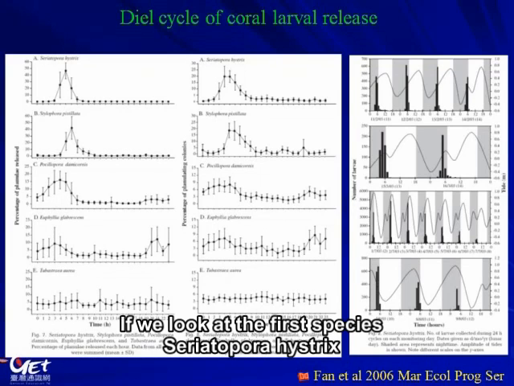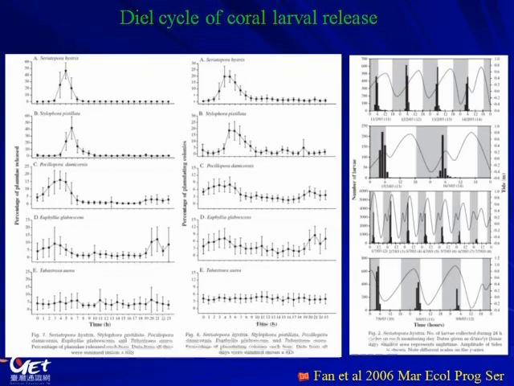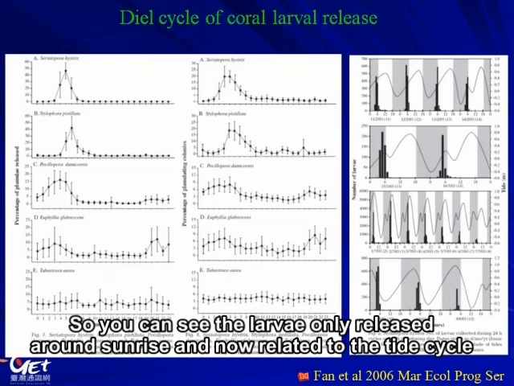If we look at the first species, Seriatopora hystrix, the right side shows the larva release timing and its relationship to the tidal cycle and the photoperiod. You can see the larvae are only released around sunrise and not related to the tide cycle.